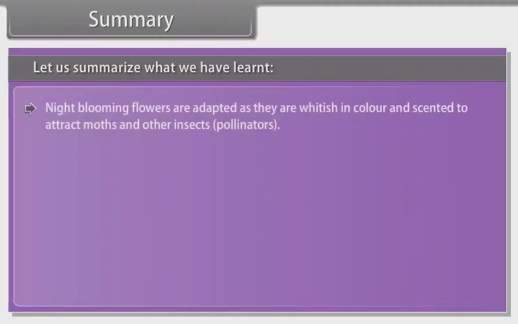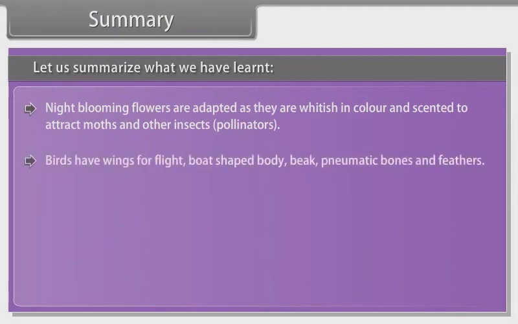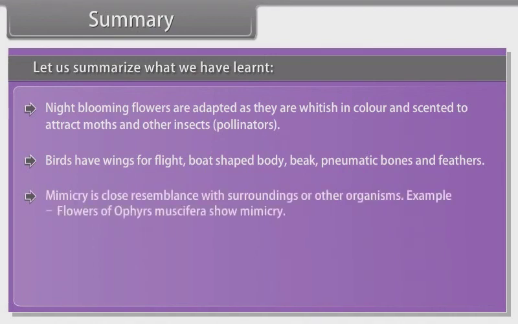Night-blooming flowers are adapted as they are whitish in color and scented to attract moths and other insects, pollinators. Birds have wings for flight, boat-shaped body, beak, pneumatic bones and feathers. Mimicry is close resemblance with surroundings and other organisms. Example, flowers of Ophrys muscifera show mimicry.